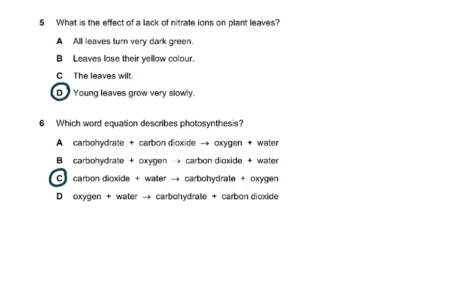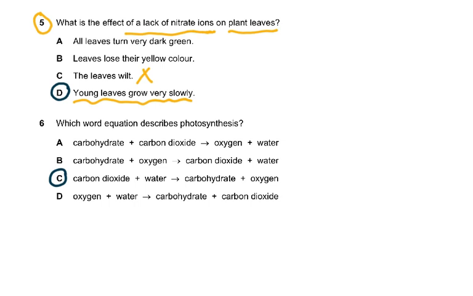Then coming to question number 5. What is the effect of a lack of nitrate ions on plant leaf? You see, nitrates are required for proteins, for the DNA, and for the ATP molecule. So, what is the effect of a lack of nitrate ions? So, no proteins. Young leaves grow very slowly. The leaves wilt if there is less water in the soil.